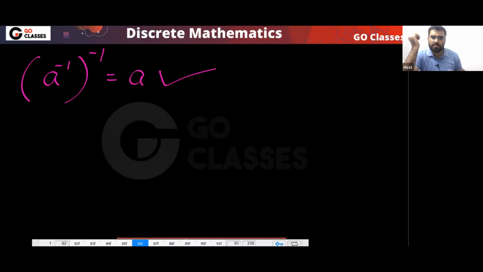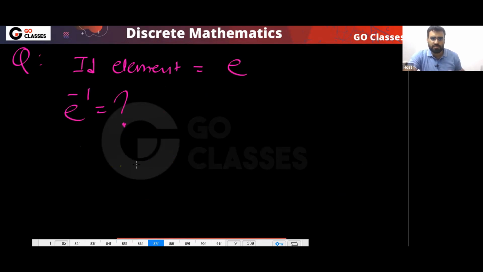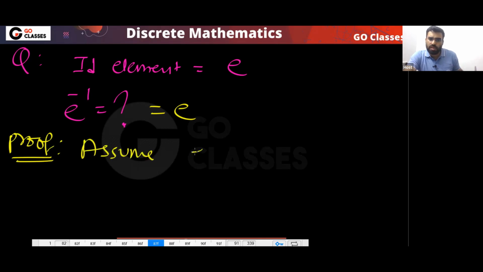So that's the idea. And what is the inverse of the identity element? Tell me. If you have identity element E, what is E inverse? So the answer is simple. E inverse will be simply E. Why? Because assume E inverse is B. Then what does it mean?